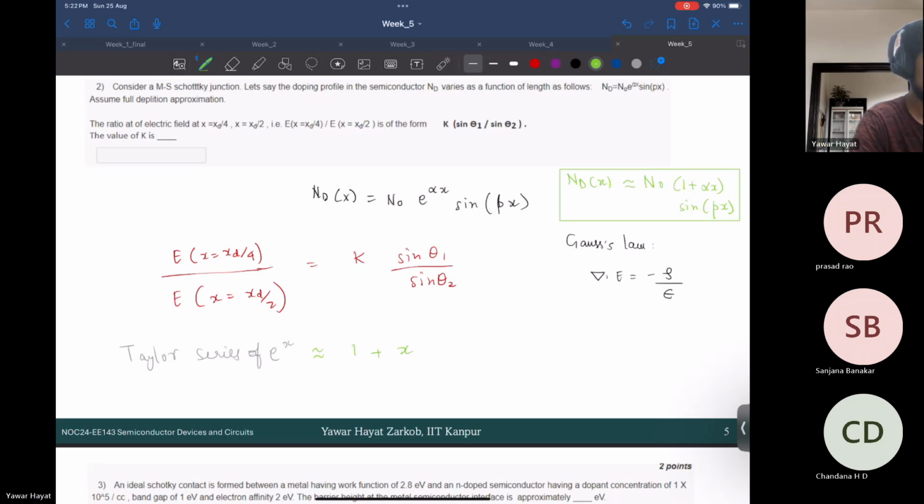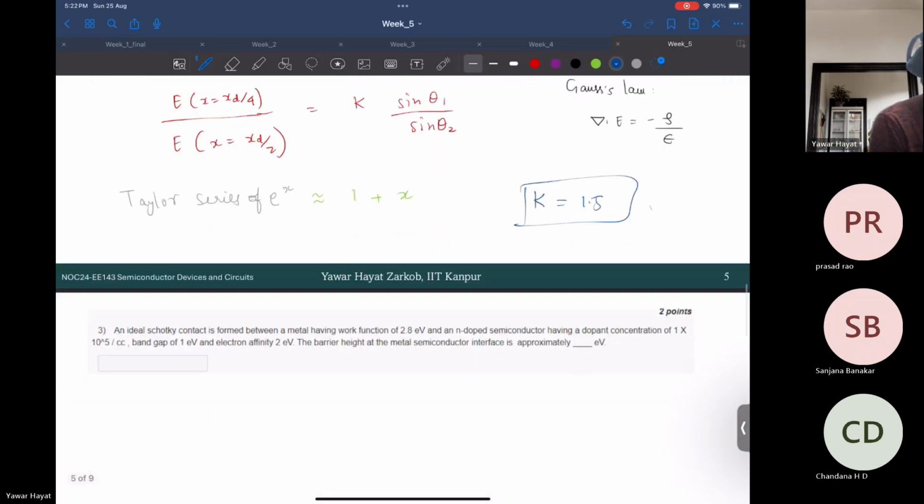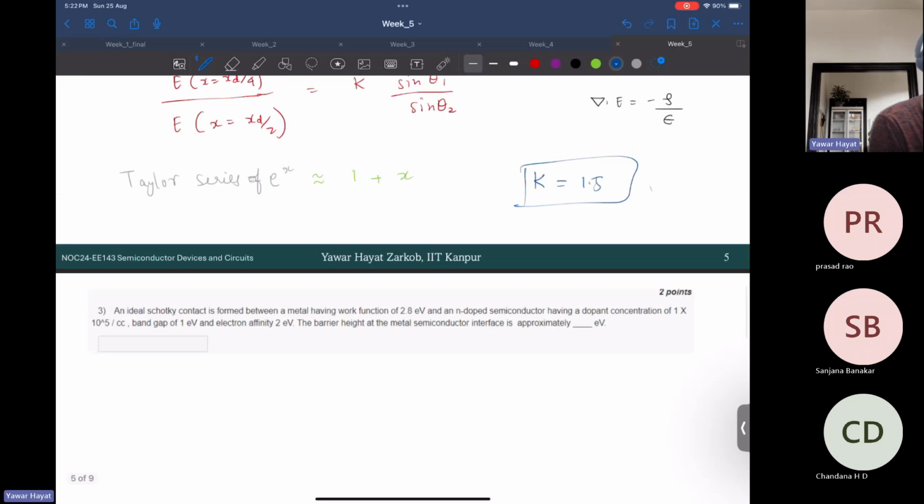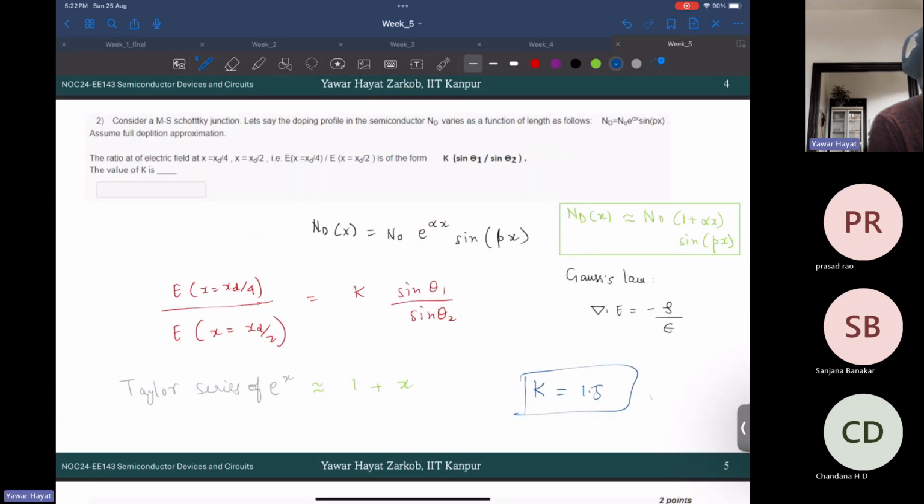Fine. Now you can go ahead and plug that into this equation, and from this you can then compute the value of k. It turns out that the value of k is 1.5. Just check it. You can either check this while the session is ongoing, or you can just let me know later. I want you to do this exercise: try how k comes about as 1.5.